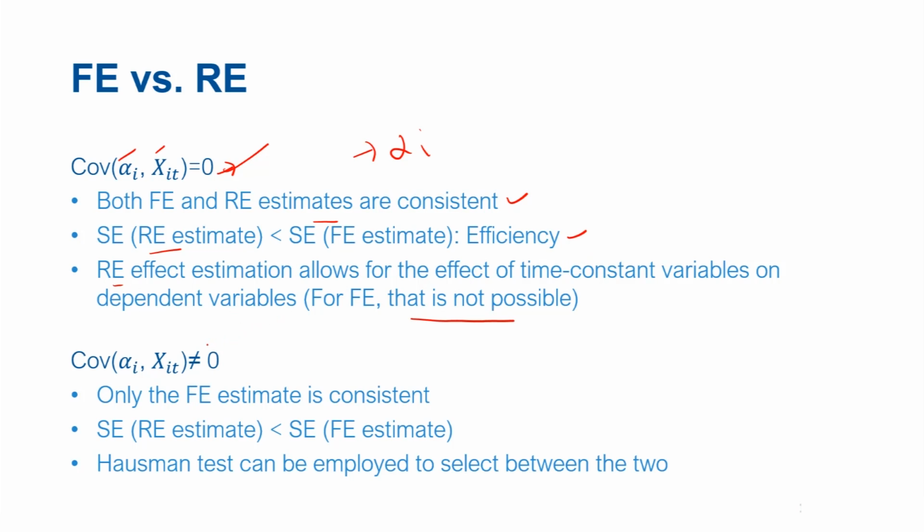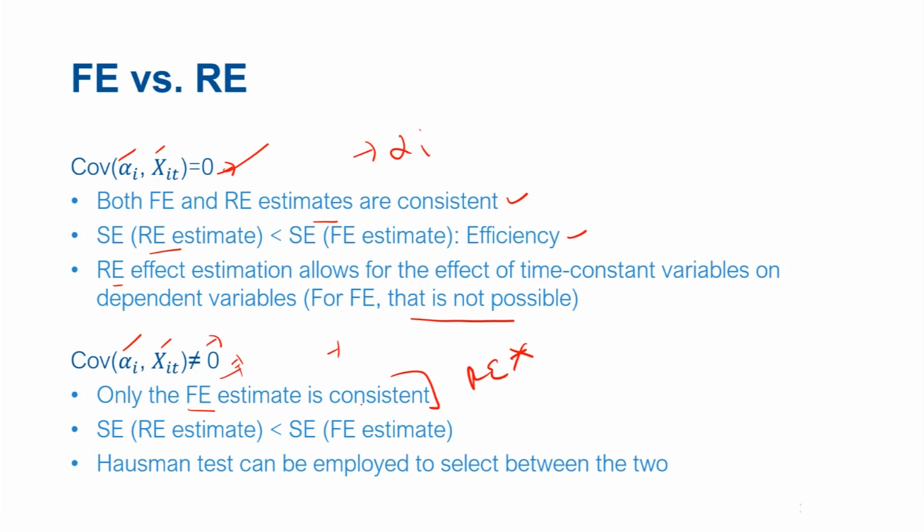Also, in the second condition, where this correlation or covariance between unobserved heterogeneity and independent variable is not necessarily 0, then all those problems related to endogeneity may appear and the estimates may not be consistent. In that case, only fixed effect estimates are consistent and RE estimates are not consistent. Although the efficiency or the standard errors of random effect estimate is still lower, because of this consistency property, which is far more desirable for us, we will go ahead with the fixed effect estimator.